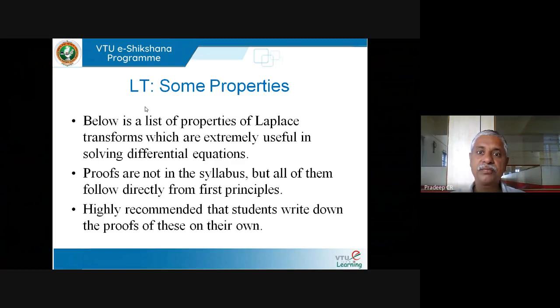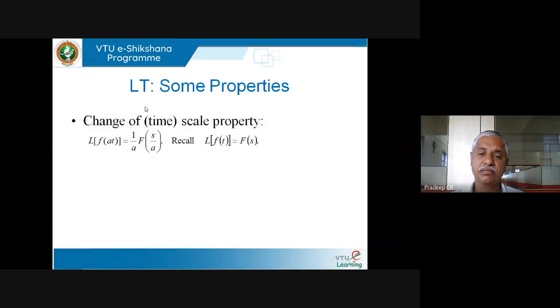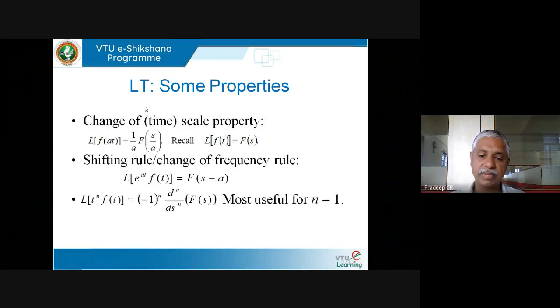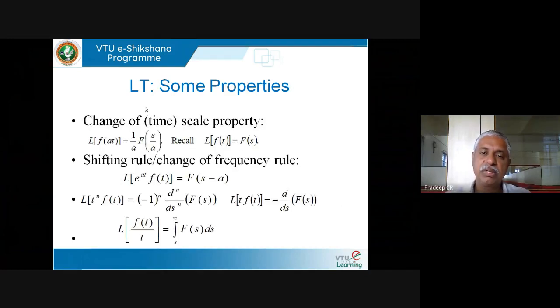Then after that, we observed certain properties of the Laplace transform. So these were the properties which we saw. That is the change of scale property, which is L of f(at) is 1 by a times capital F of (s by a). So what is capital F? Again, let me emphasize, the Laplace transform of small f(t) is capital F(s). This is a standard notation, and I'll keep using this and recalling this all through this set of lectures.